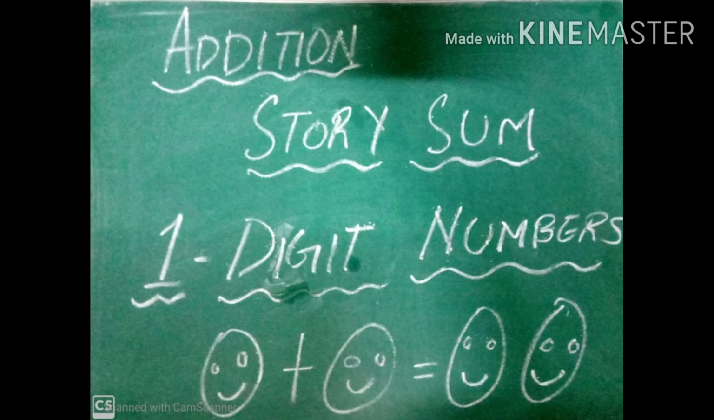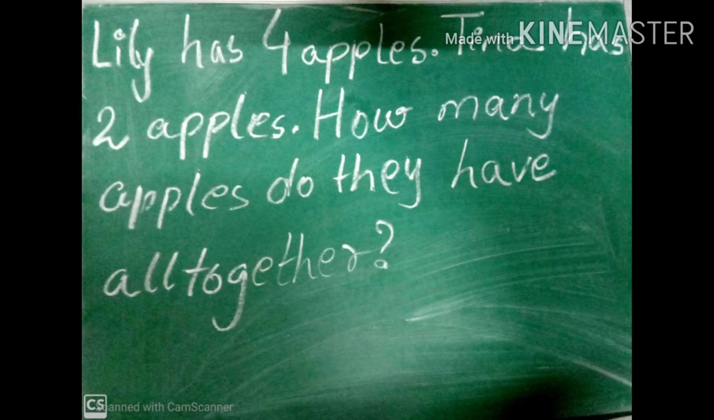Addition story sum of one digit number. So we have a problem here. What does the problem say? See, what is the question? Lily has 4 apples. Tina has 2 apples. How many apples do they have all together?